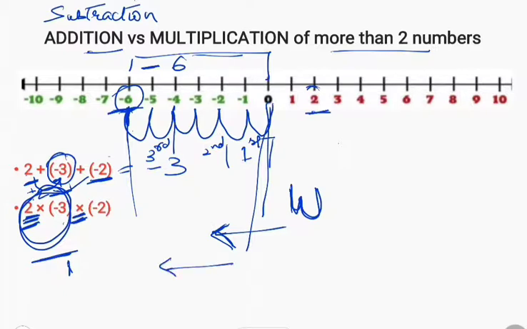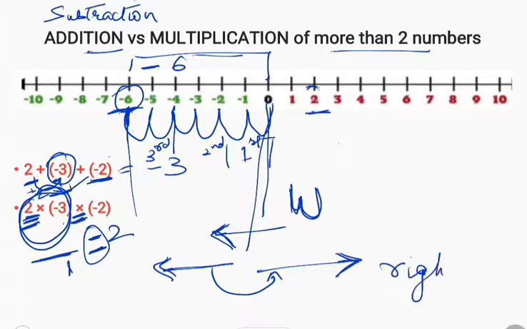Now it says multiply these with minus 2. Minus means the right side, so we have to change the direction. Earlier we were moving on the left side, so we have to change the direction and move on the right side. How many times? 2 times. So these 6 steps we have to perform twice.